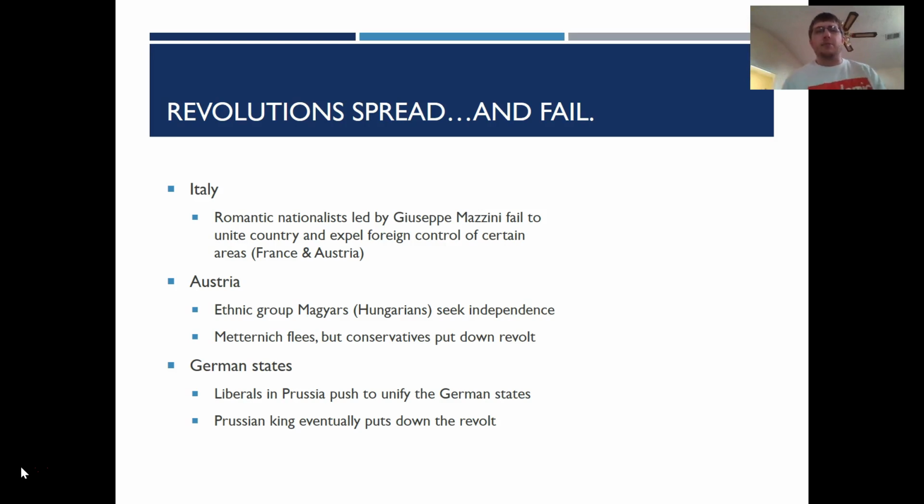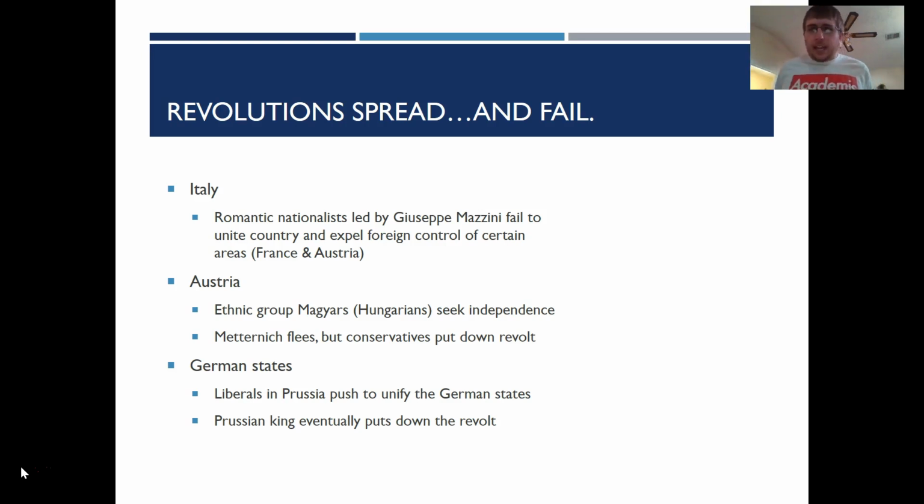So like in Italy, you have a guy named Giuseppe Mazzini, a romantic nationalist, someone who believes in the dream of a united Italy, tries to unite the country, the different Italian states, right, fails miserably, right? He is not able to do that, but he is, in some cases, able to expel some French and Austrian influences. So we'll come back to Italy here soon and see how Mazzini may have been able to start a process that will soon be completed.